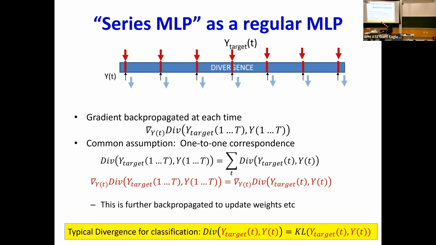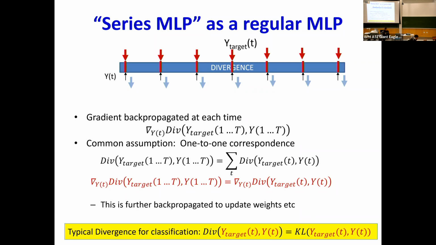The actual divergence would be the divergence between the target sequence and the actual output sequence. But if you have a one-to-one correspondence, and furthermore, if you assume that the divergence between the target and the actual outputs is the sum of the divergences computed at each time, then the derivative of this total divergence with respect to the output at any given time is simply the derivative of the local divergence at that time, simply because the total divergence is computed as the sum of all of the local divergences. So this is something that we're going to exploit.